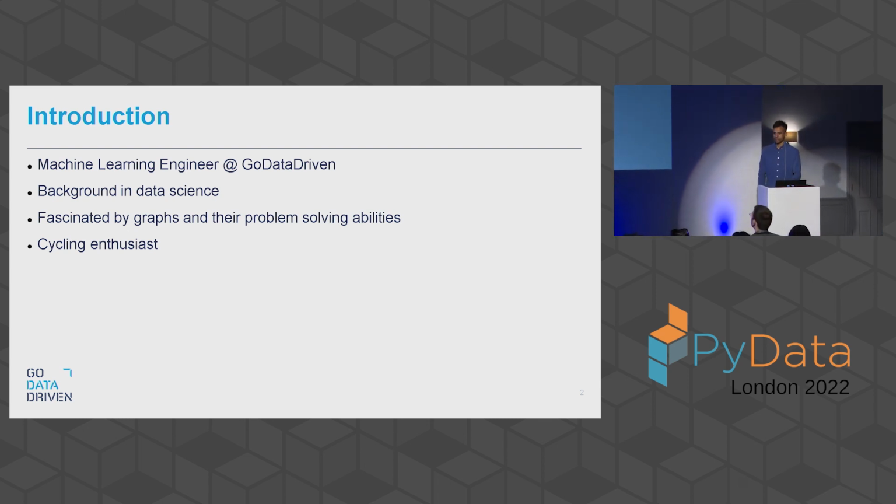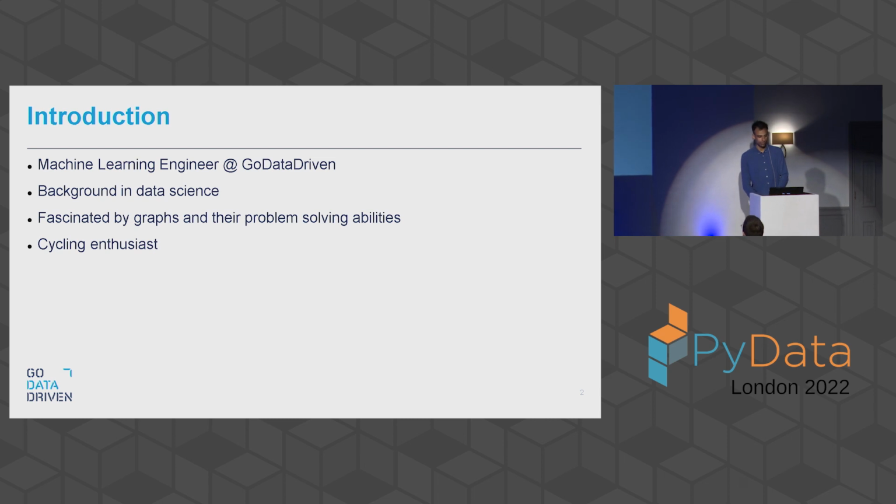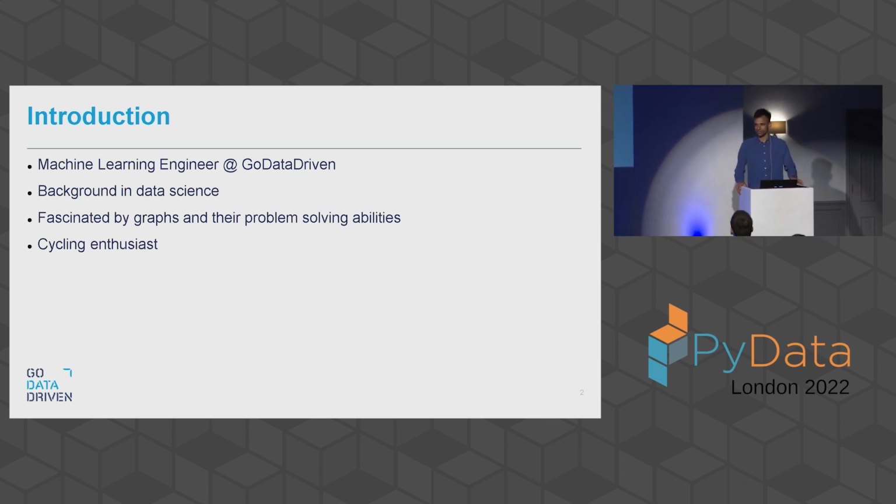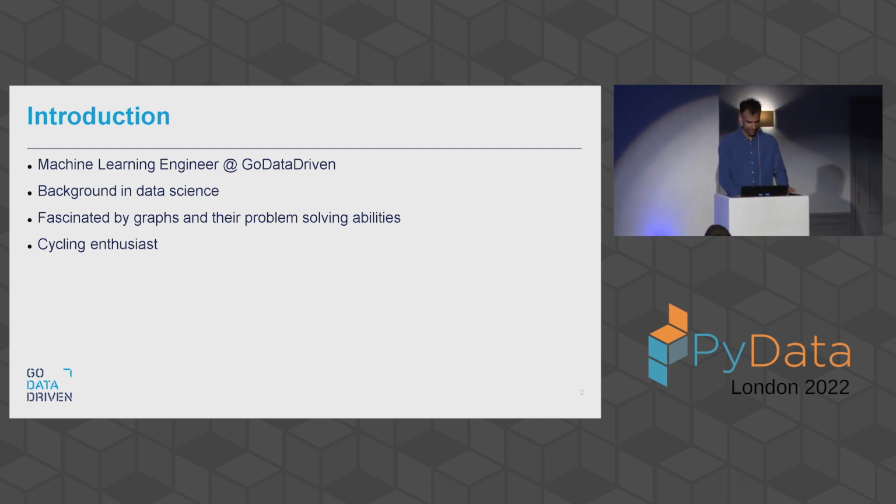Aside from that, I'm also a really big cycling enthusiast. Some would call it an obsession. They may be right. And yeah, apart from that, I live in Amsterdam with my girlfriend and 2 cats. Sadly, I was unable to get any pictures of cats in the presentation. Couldn't quite make it work.